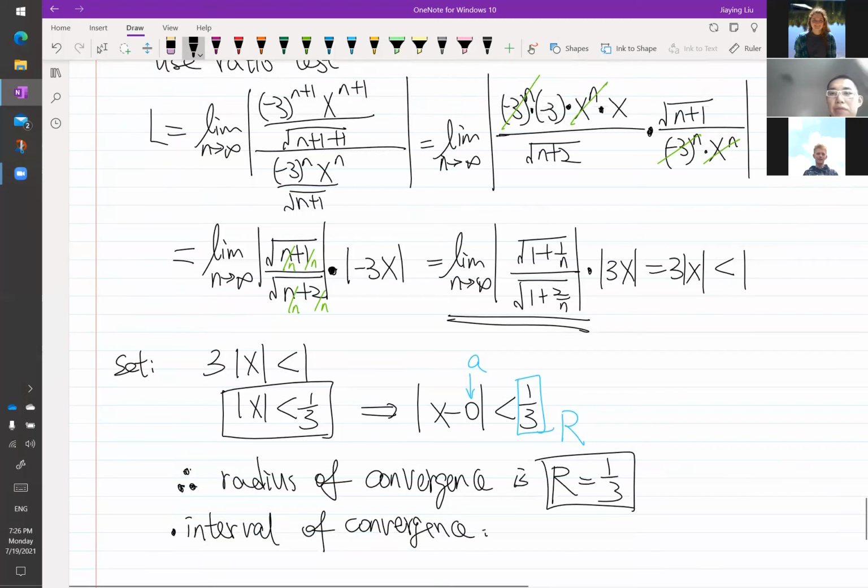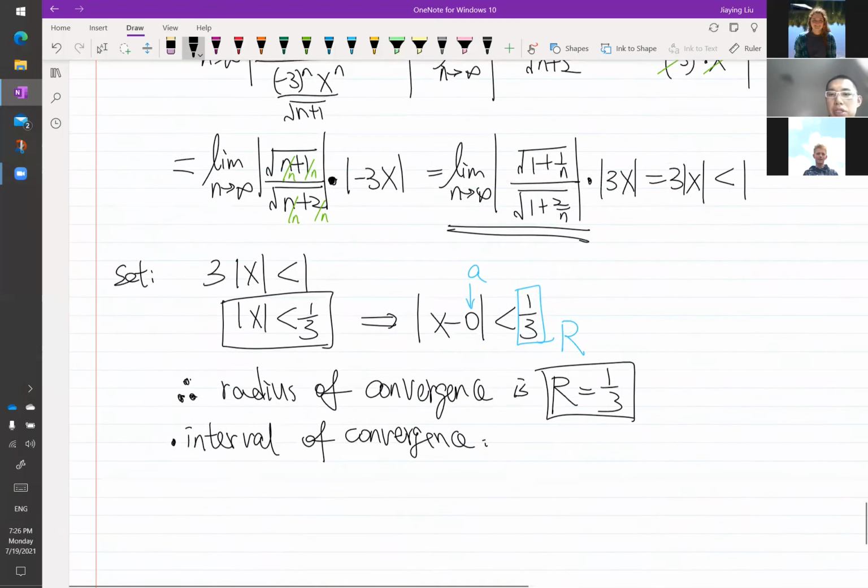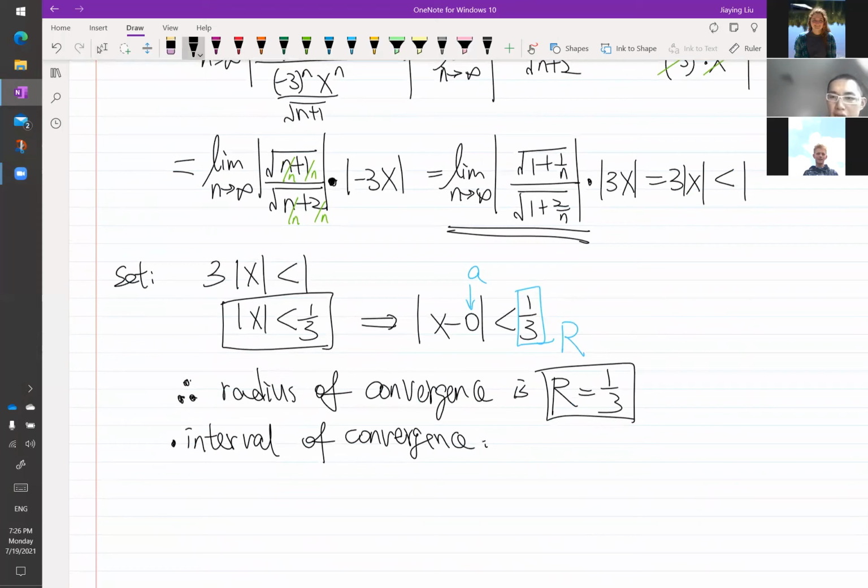Well, if you remember what I wrote, it's just going to be 1/3 away from the a. So a is 0 here. And the r is 1/3, it's just going to be 1/3 to the right and 1/3 to the left. So that will be -1/3 to +1/3. So that will be the interval, if you think about it, right? So this is a minus r and a plus r.